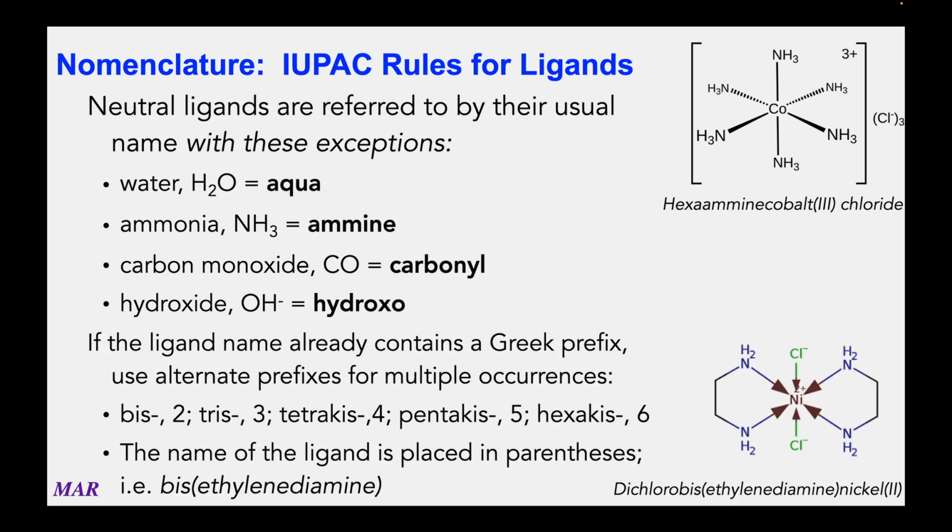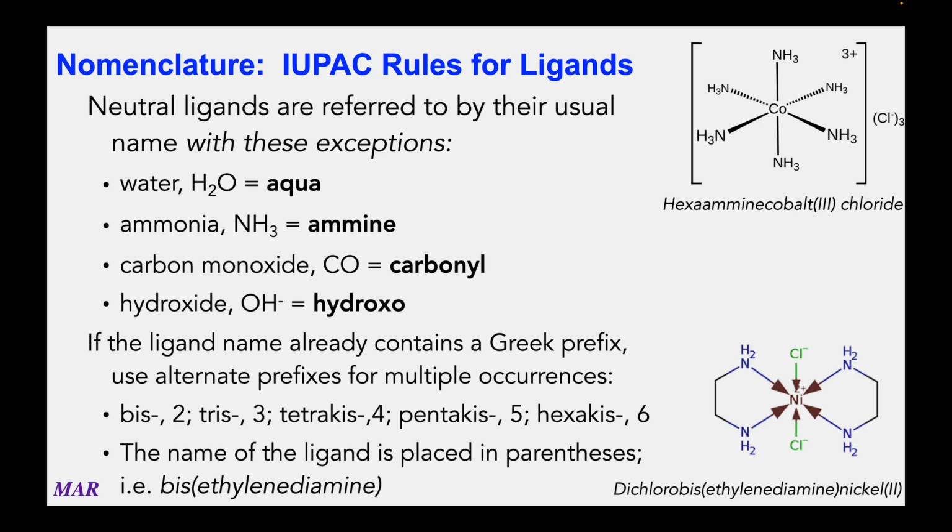Some ligands already have a Greek prefix in them, and if they do, you need to use the alternate prefixes, and this is something we'll see. So earlier we saw ethylenediamine, the en molecule. Well, the di in ethylenediamine could mean an ethylene and 2 amines if you're not careful. So in this case, because the ligand itself has a Greek prefix, we need to use what's called bis, tris, tetrakis. This is the alternative way of talking about 2, 3, 4, 5, 6, etc.